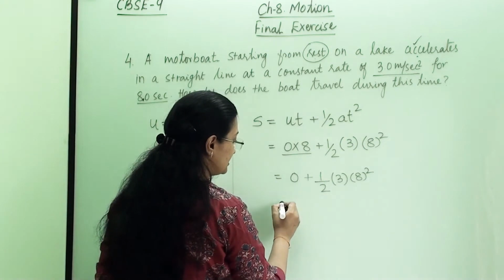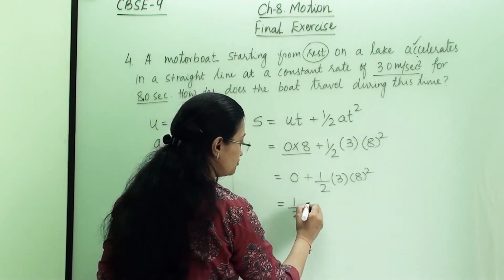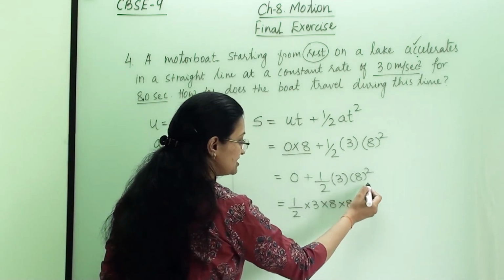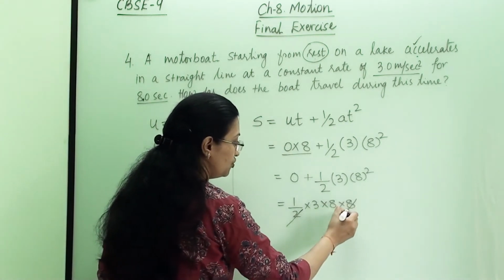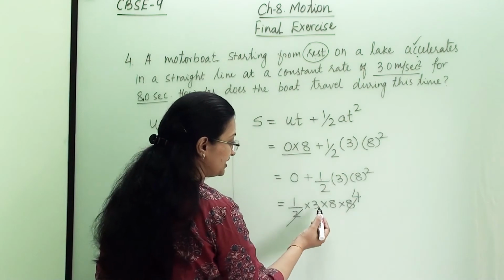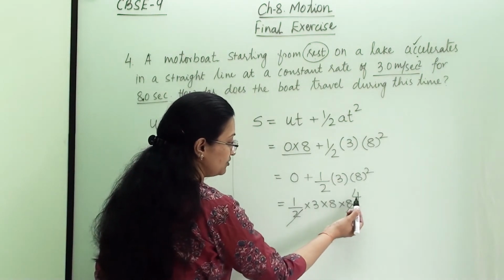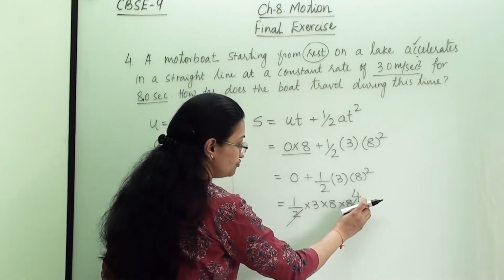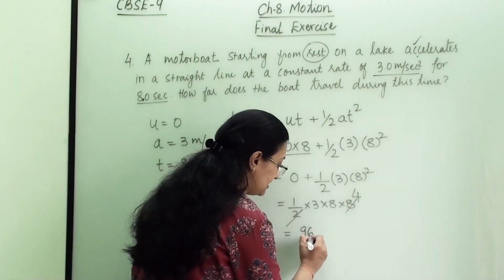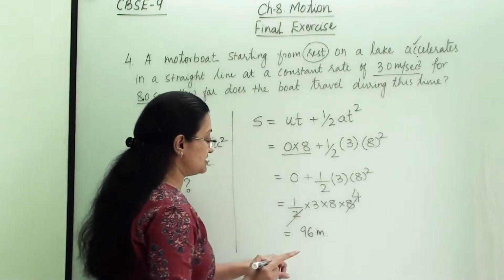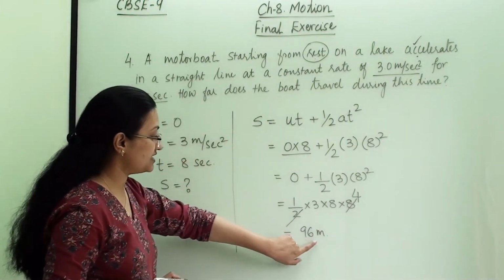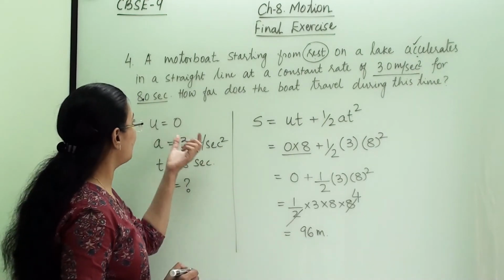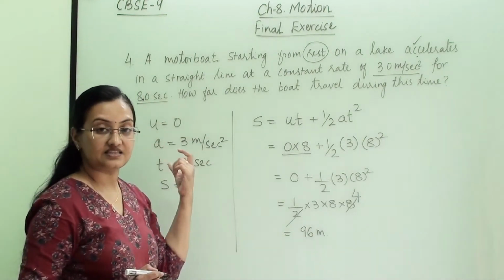So we will get here 1/2 into 3 into 8 into 8 because it is the square. So 2 4s are 8. So we will get here 3 into 8 into 4. So 3 8s are 24 into 4. We will get here 96 meter distance, because here we are getting distance. So this is 96 meter distance the boat will travel in 8 seconds.